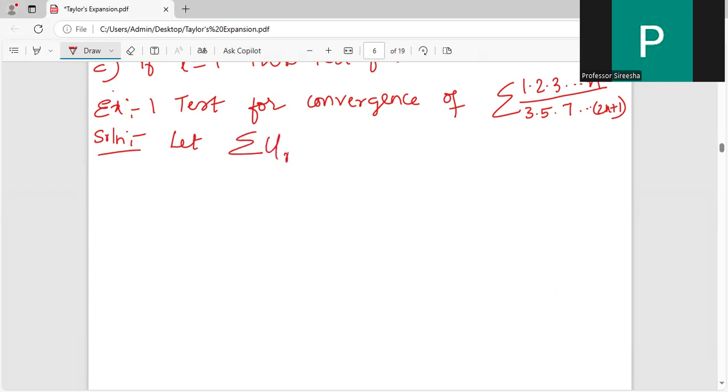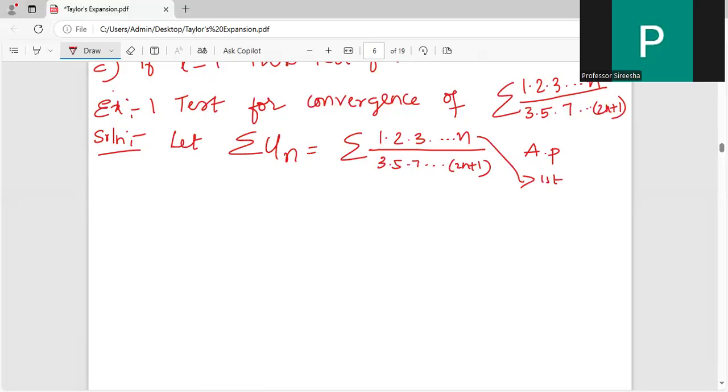Let summation un be equal to, because it's easy for me to handle un and un plus 1 terms, 1, 2, 3 and so on till n as the numerator, and 3, 5, 7 and so on till 2n plus 1 as the denominator. Now, how do I get the next term? You can use AP, guys, in the numerator and the denominator, where for the numerator, the first term would be 1 and the difference d would be 1.